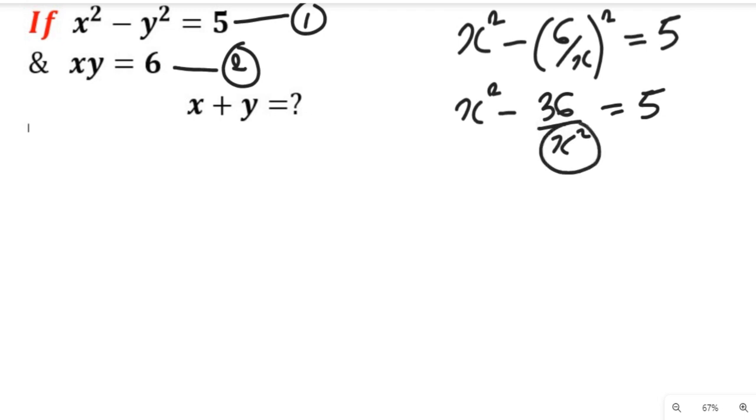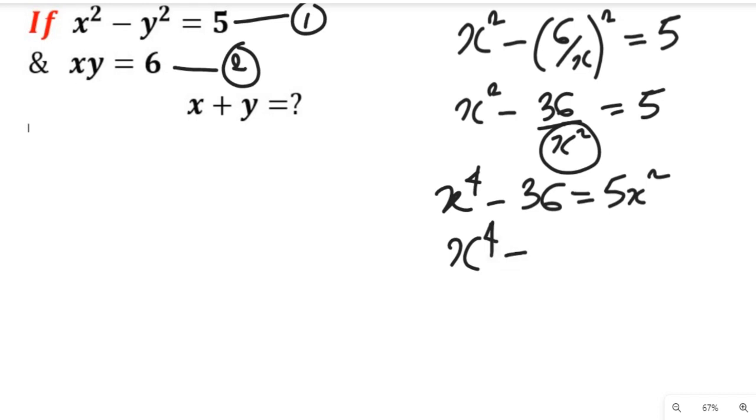So our main work here will be to remove the denominator. To remove this denominator, what do you think we can do? All we need to do is to multiply both sides by x squared. If we multiply all the sides by x squared, this will become x to the power of 4 minus 36, and this will be equal to 5x squared. So we'll bring all terms together. We'll have x to the power of 4 minus 5x squared minus 36, and this will be equal to 0.